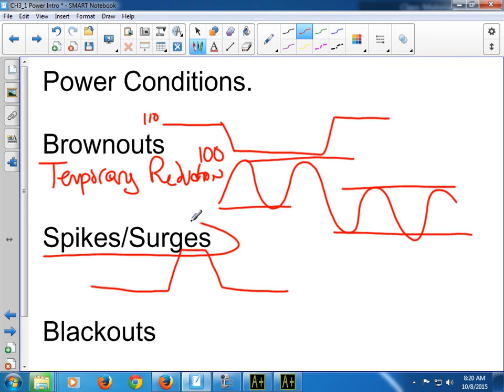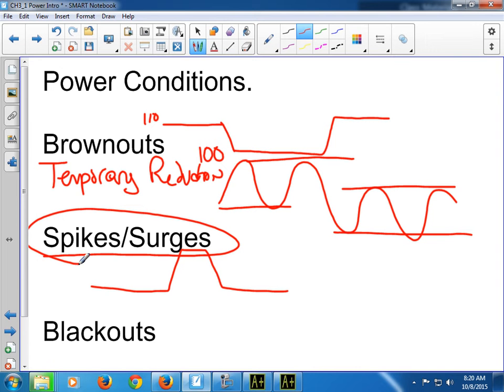Surges or spikes are the biggest reason that electrical components fail. They're the biggest reason because components can't handle the additional surge in electricity. Depending on how big that surge is, it can ruin the electrical components.